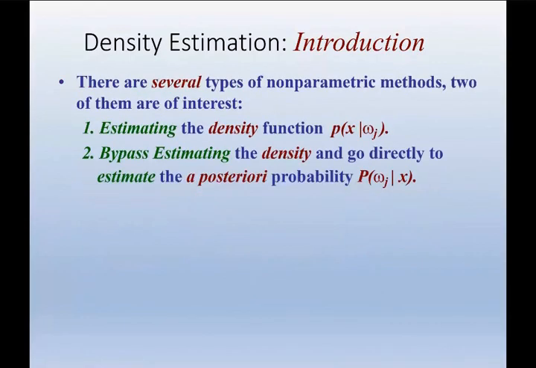So all these kinds of shapes are possible. There are several types of non-parametric methods. Two of them are of our interest: estimating the density, probability of x given omega j, and the second one is estimating directly the posterior probability, that is probability of omega j given x.